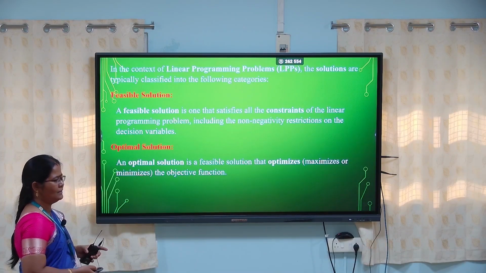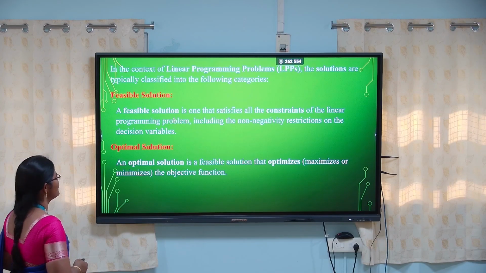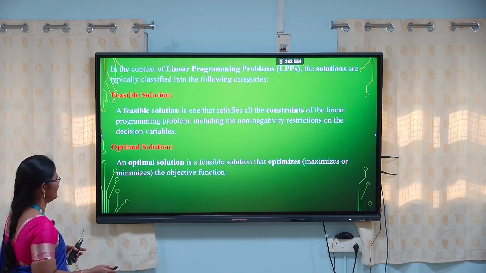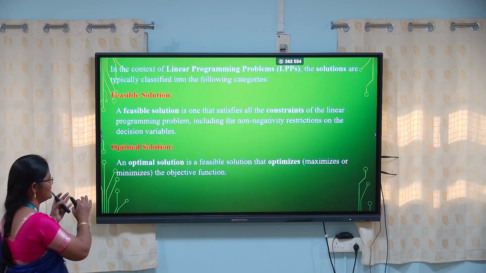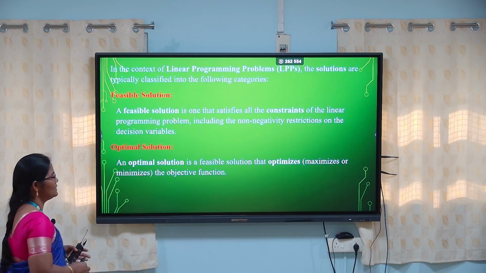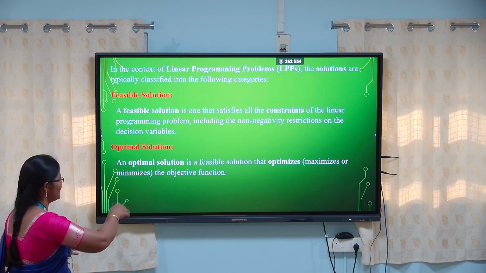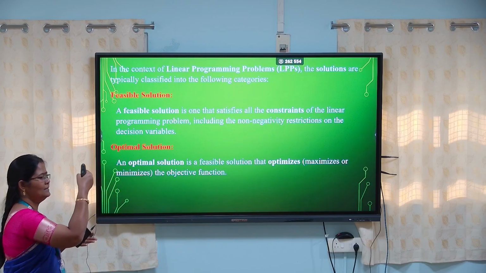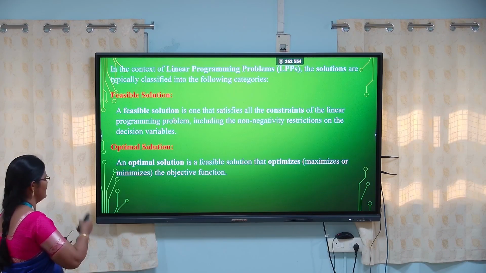Different types of solutions are available for a linear programming problem. Number 1 is the feasible solution. A feasible solution is one that satisfies all the constraints of the linear programming problem, including the non-negativity restrictions on the decision variables. Next one is the optimal solution. An optimal solution is a feasible solution which also optimizes the objective function. That means an optimal solution satisfies the non-negative restrictions, the constraints, as well as the objective function. This is known as the optimal solution.